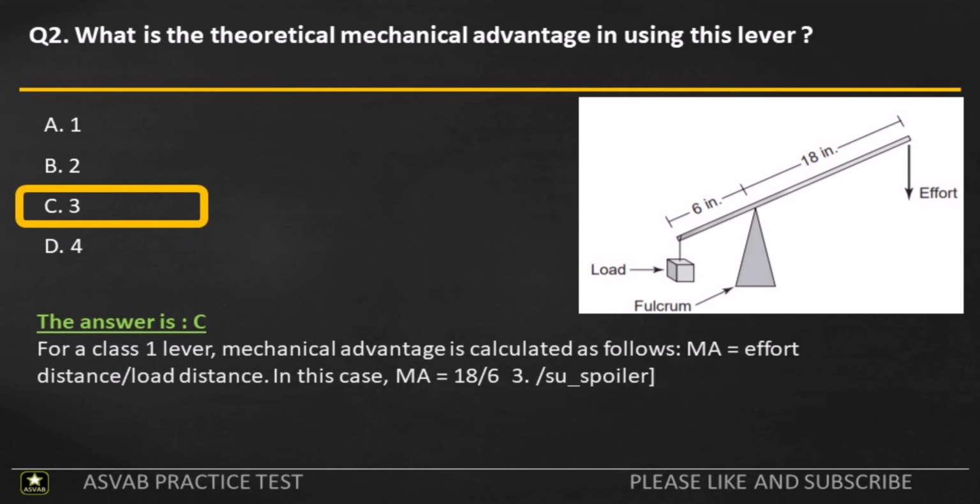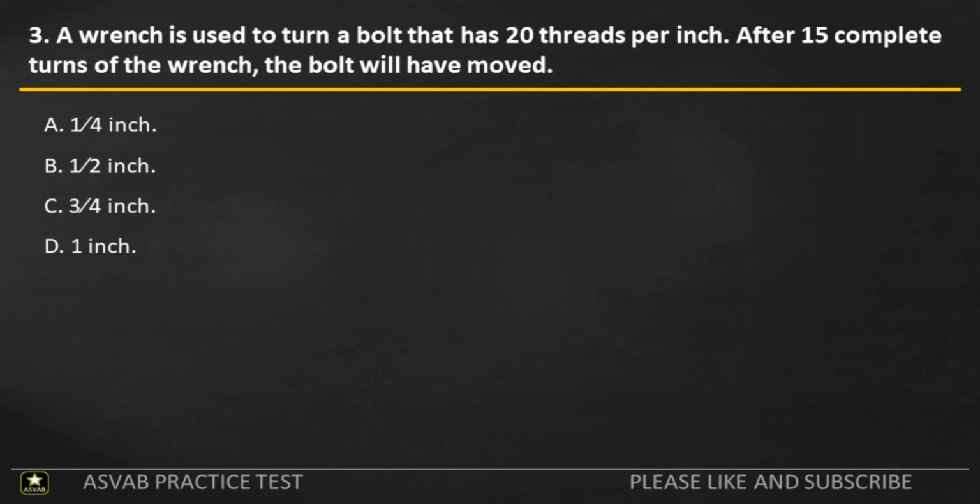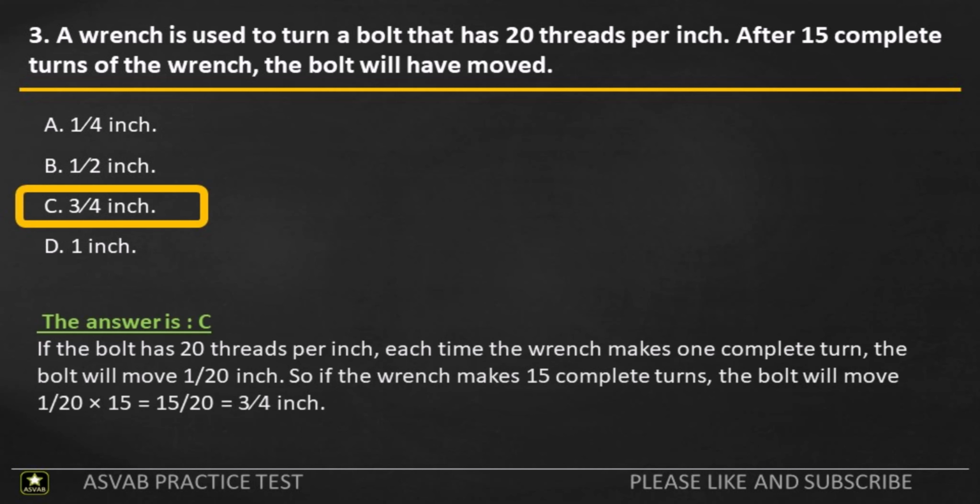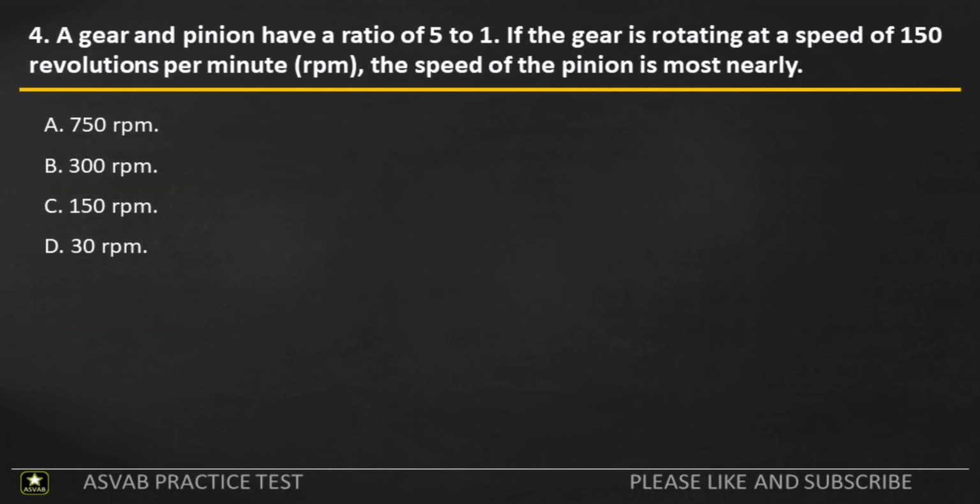3. A wrench is used to turn a bolt that has 20 threads per inch. After 15 complete turns of the wrench, the bolt will have moved A 1/4 inch, B 1/2 inch, C 3/4 inch, D 1 inch. The answer is C. If the bolt has 20 threads per inch, each time the wrench makes one complete turn, the bolt will move 1/20 inch. So if the wrench makes 15 complete turns, the bolt will move 1/20 times 15 equals 15/20 equals 3/4 inch.